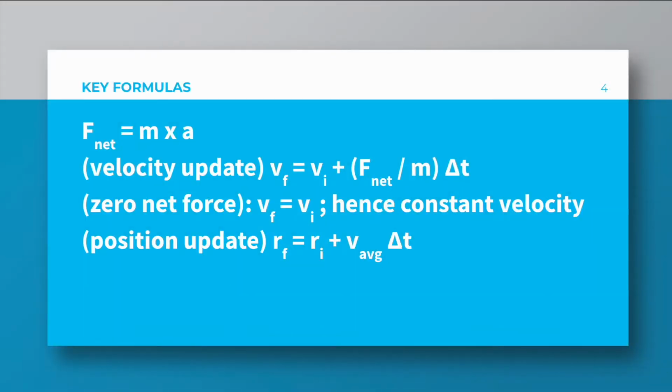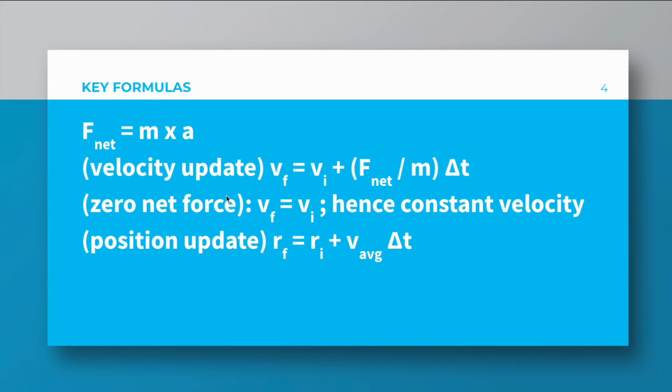So here are a few formulas reflecting Newton's first and second law. I'll be using these in the computational model to predict the object's position and velocity as a function of time. So over here you can see the velocity update formula. This helps me calculate the final velocity given initial velocity, net force, mass, and change in time. And over here is the position update formula, which helps me calculate the final position given the initial position of the object, the average velocity, and change in time.